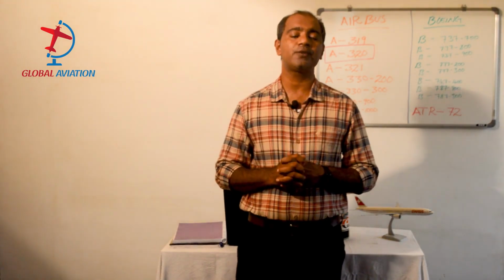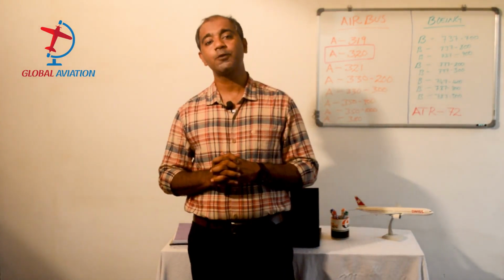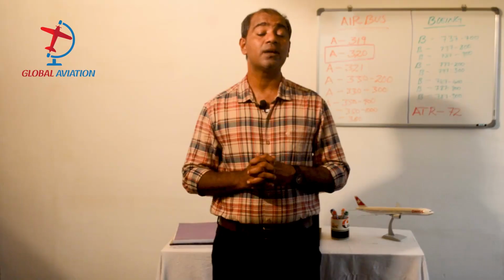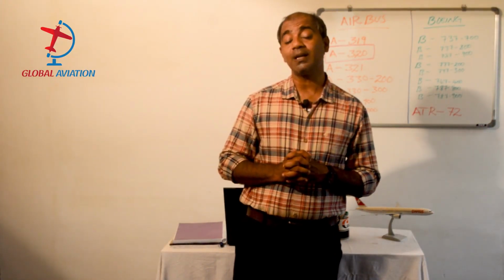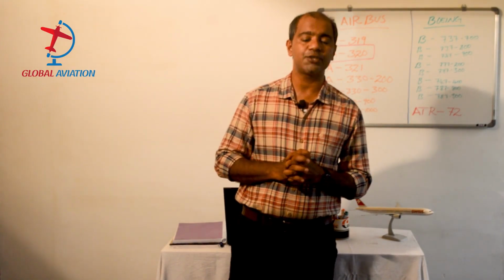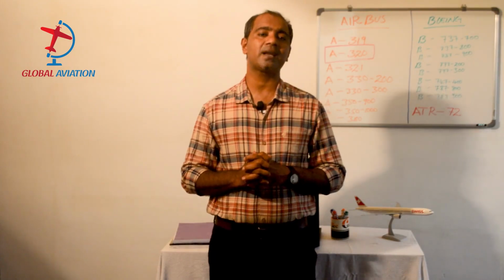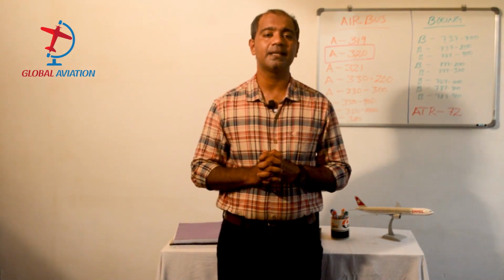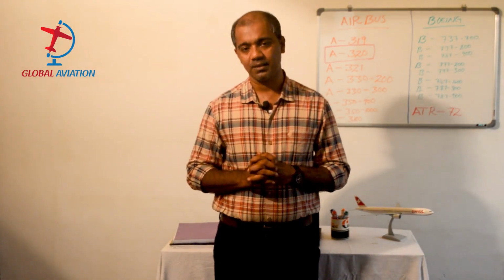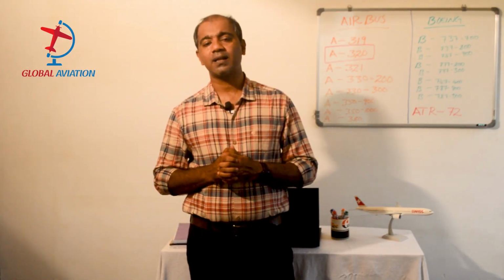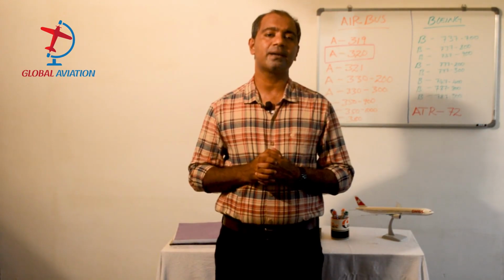For Airbus 320, there are 2 engines in total, one on each wing. Another factor we can consider to identify the Airbus 320 is the wingtip of the aircraft. Wingtip means the end of the wings. We can consider it to identify the aircraft.